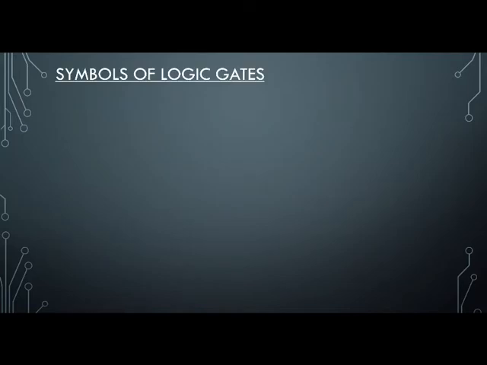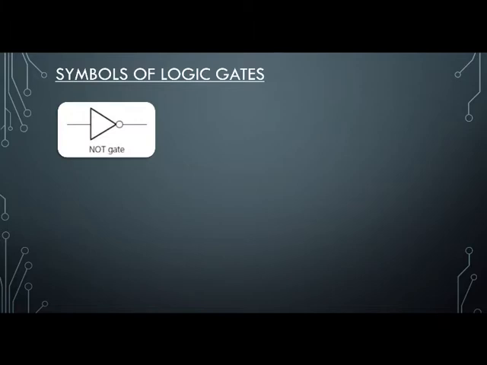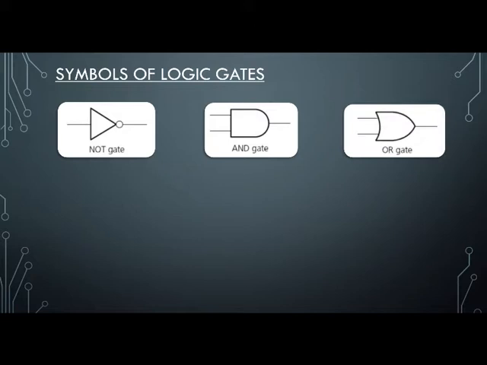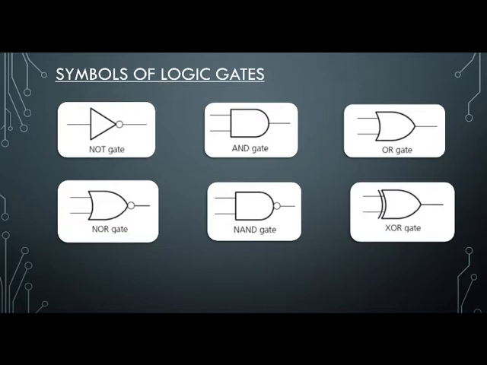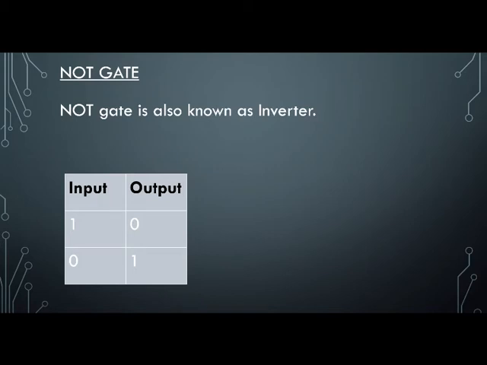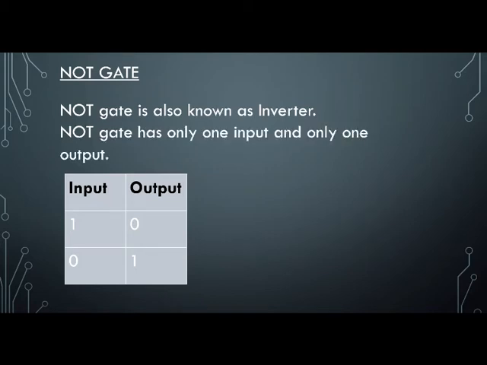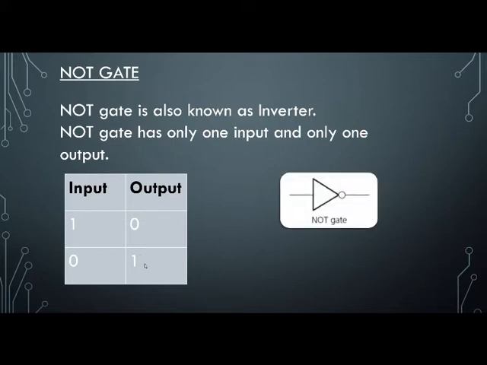Okay, what are the symbols of logic gates we have? This is the symbol of a NOT gate. This is the AND gate, OR gate, NAND gate, NOR gate, and XOR gate. I will explain the definitions of these. The NOT gate is also known as an inverter, and it has only one input and only one output. It means if you input 1, it will give you an output of 0. If you input 0, you will get an output of 1. This is the symbol of the NOT gate.